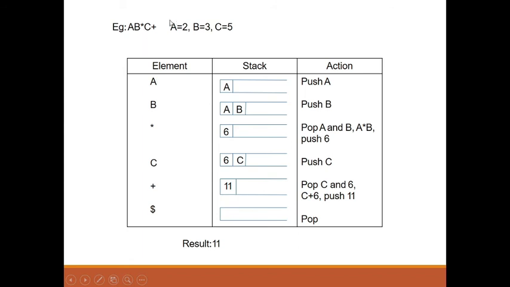The next item is C, which is pushed again to the stack, and C is equivalent to 5. After C we have plus, so we'll be adding 6 and C, where C is equivalent to 5. That is also 11.